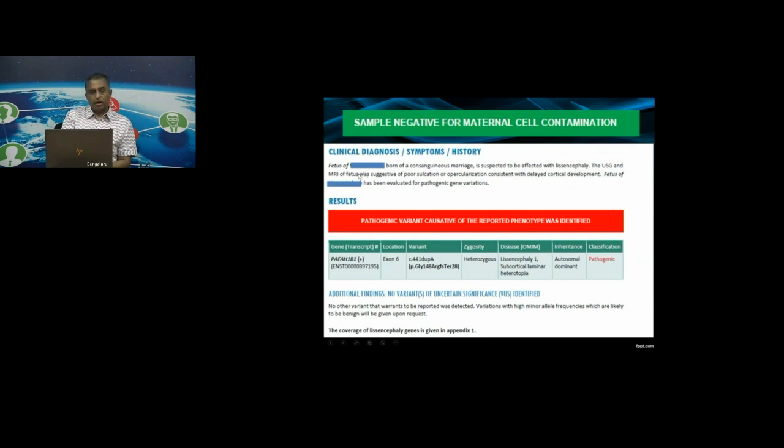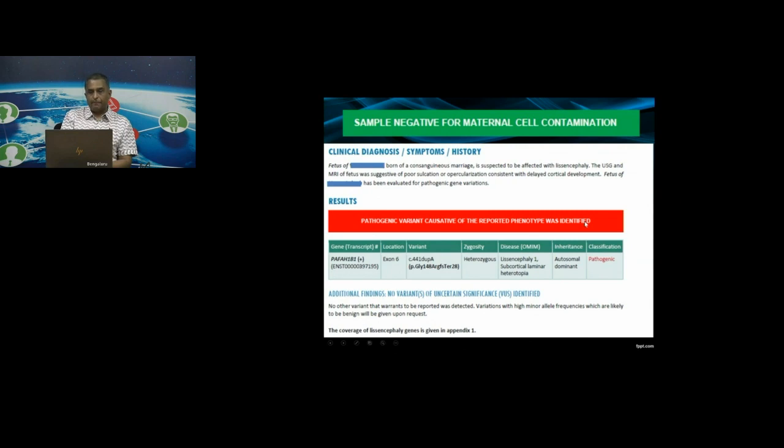The ultrasonogram and the MRI of the fetus was suggestive of poor sulcation or operculation, consistent with delayed cortical development. Fetus of so-and-so has been evaluated for pathogenic gene variations. The result is a red band, which tells us that there is a pathogenic variant which is causative of the reported phenotype that was identified.